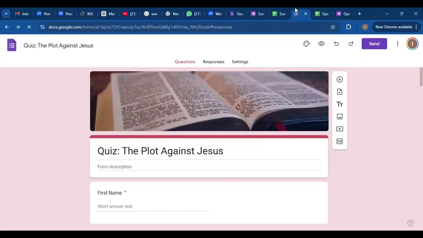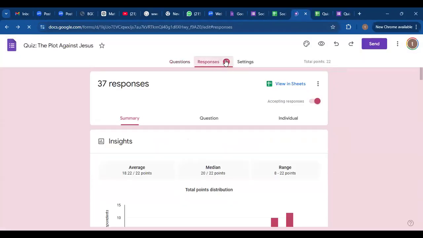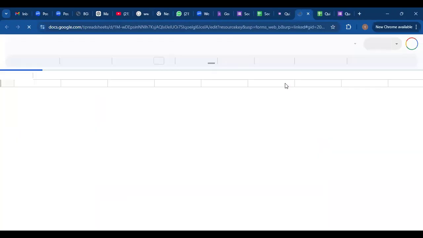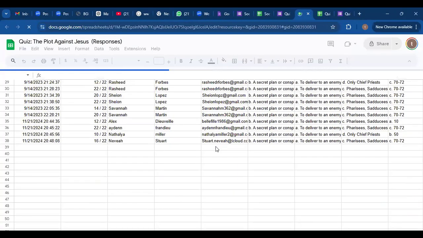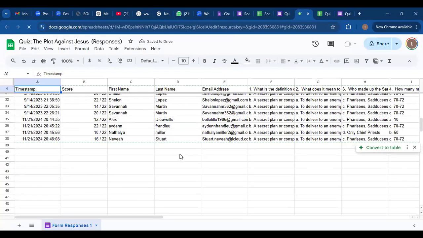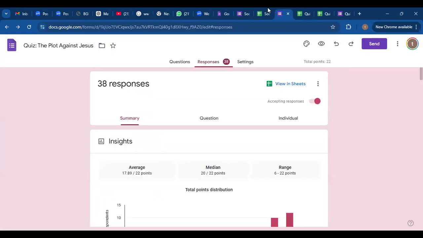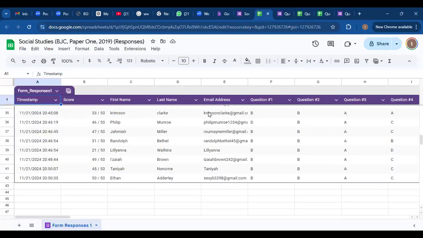Damari Pratt, what number you on? 11. Natalia Miller. Natalia Miller, where's Natalia? Tanaya, where's Tanaya?